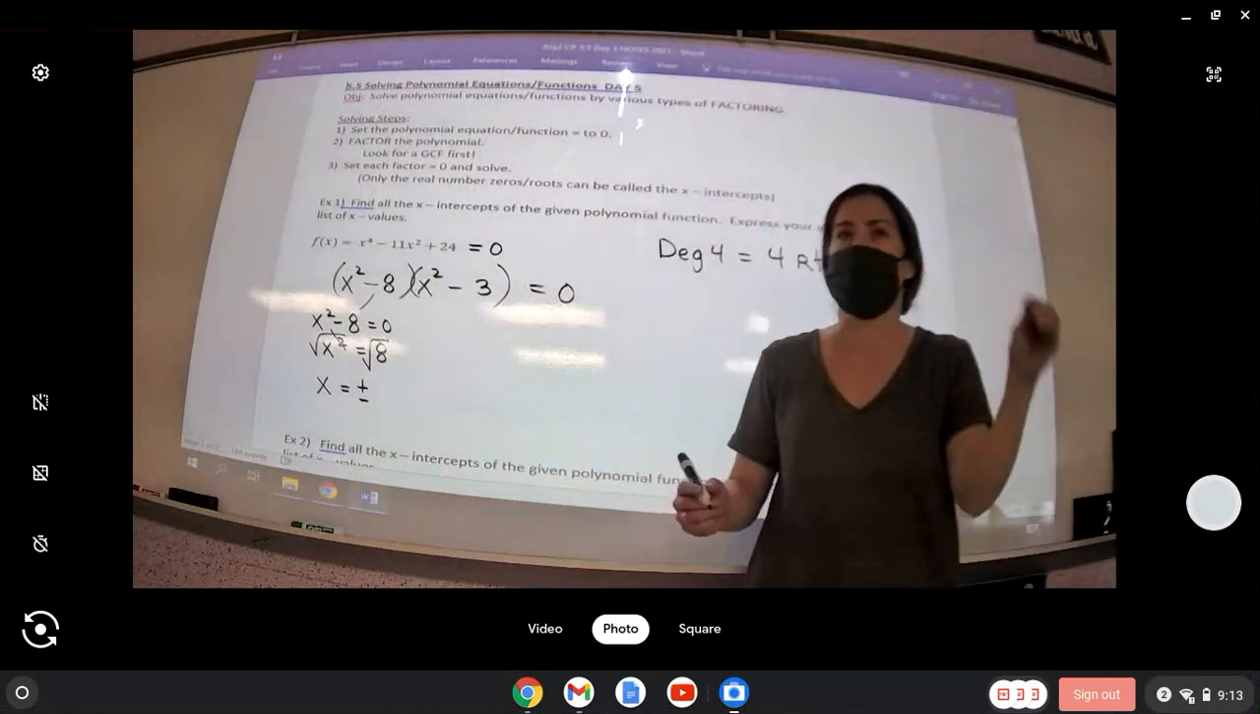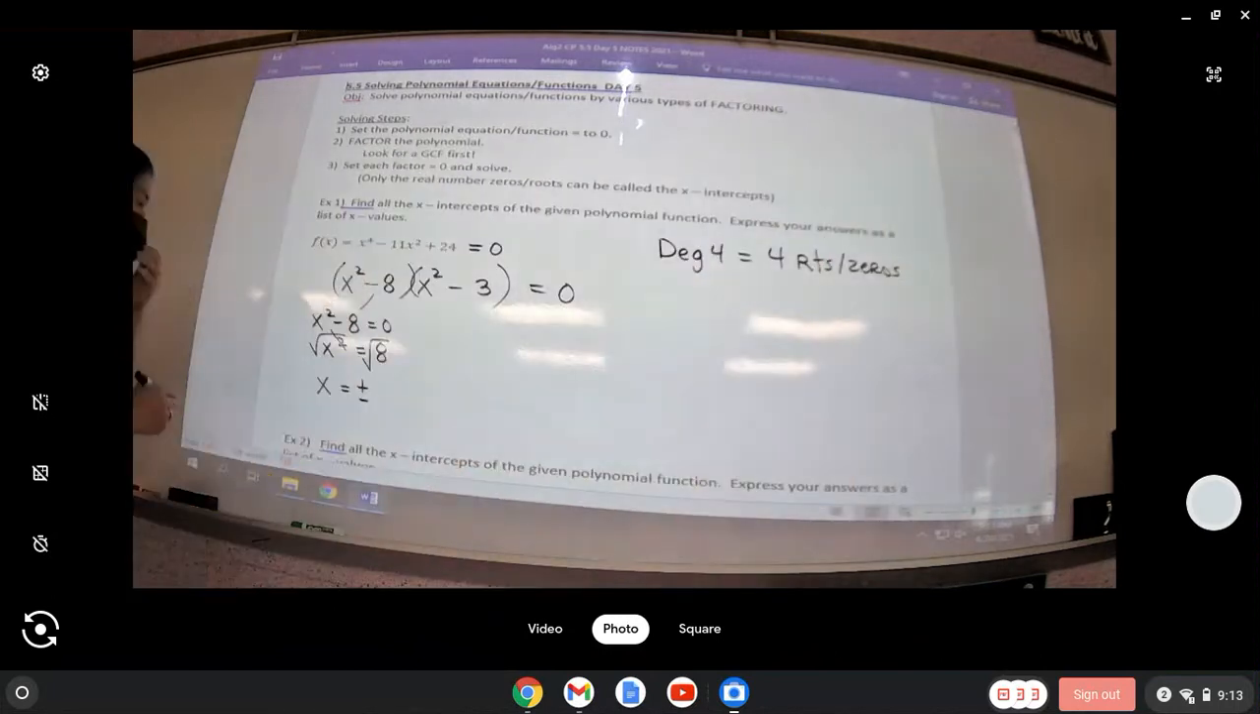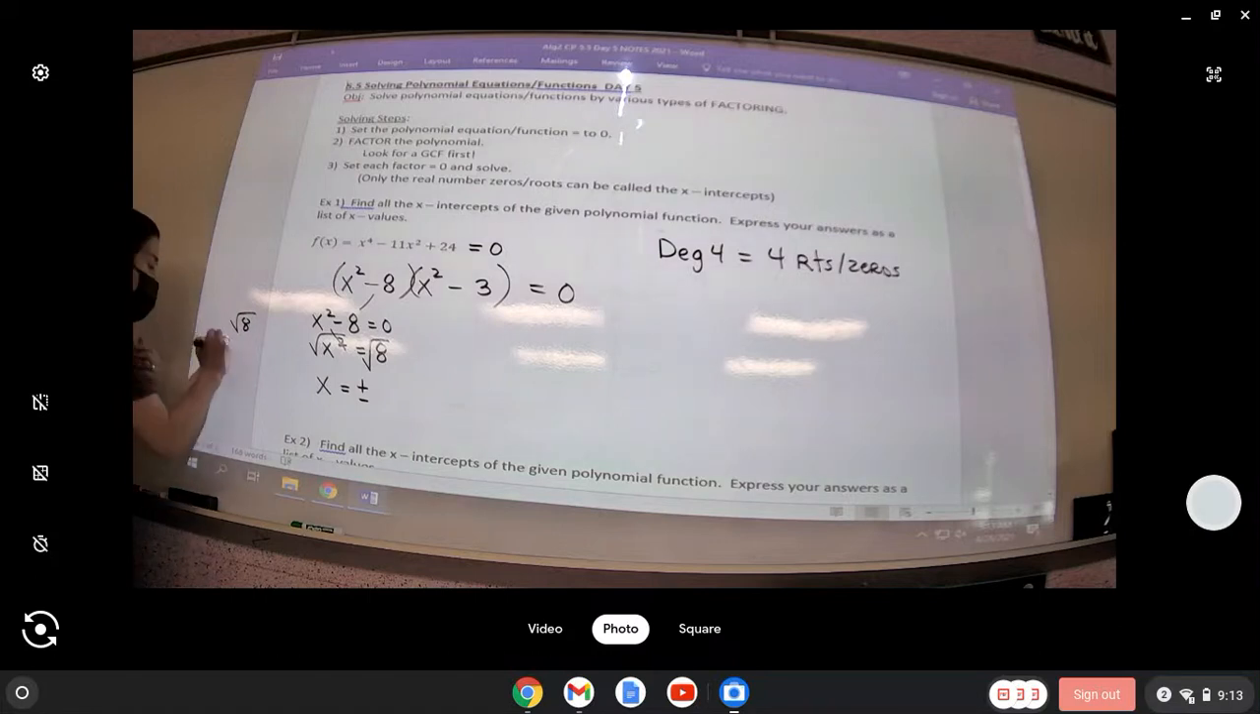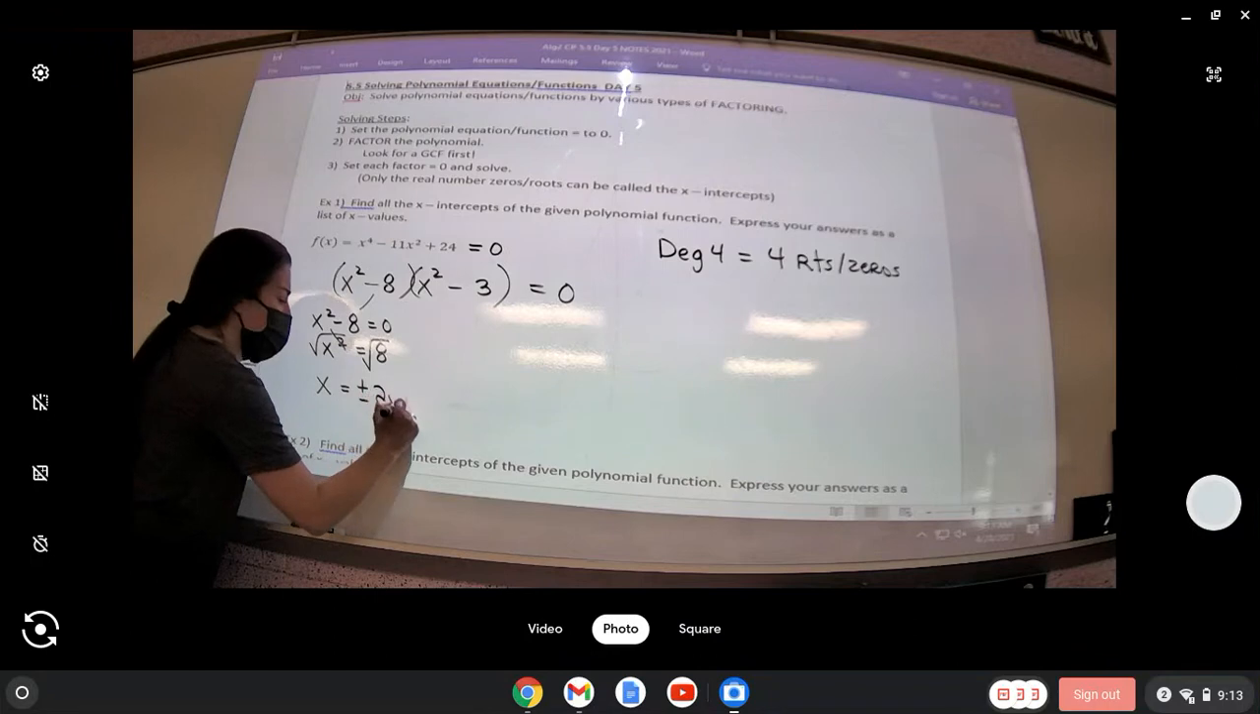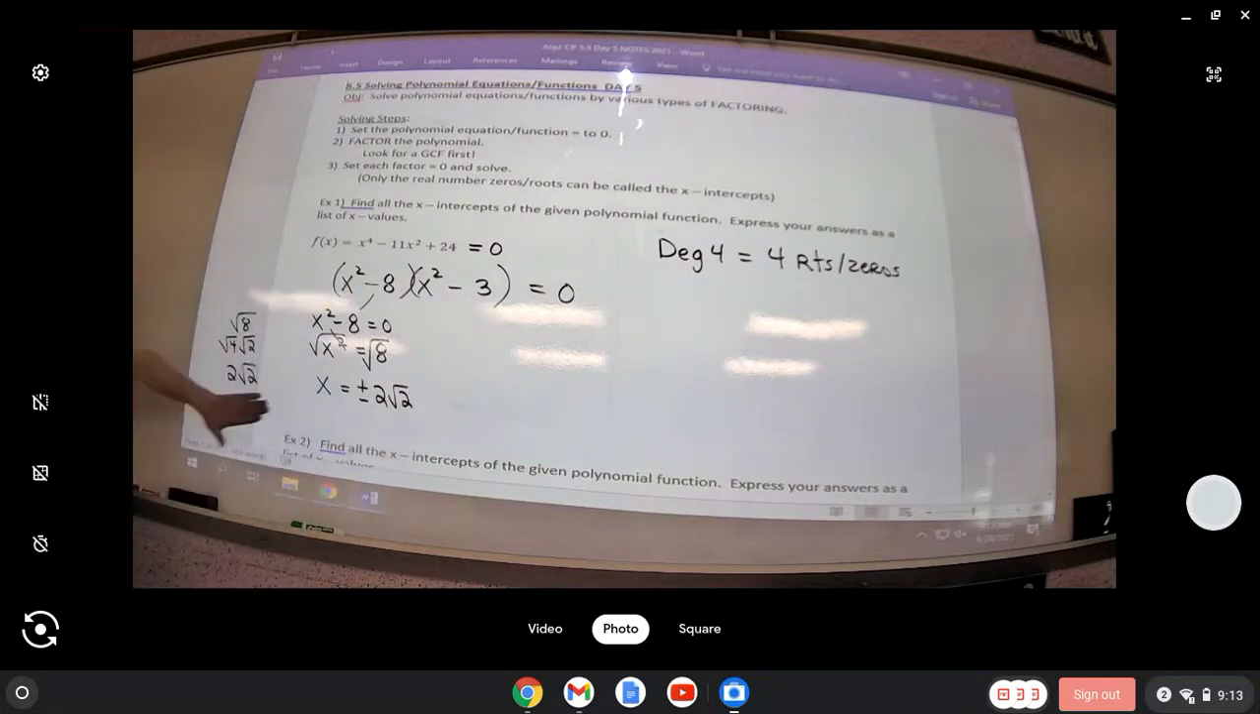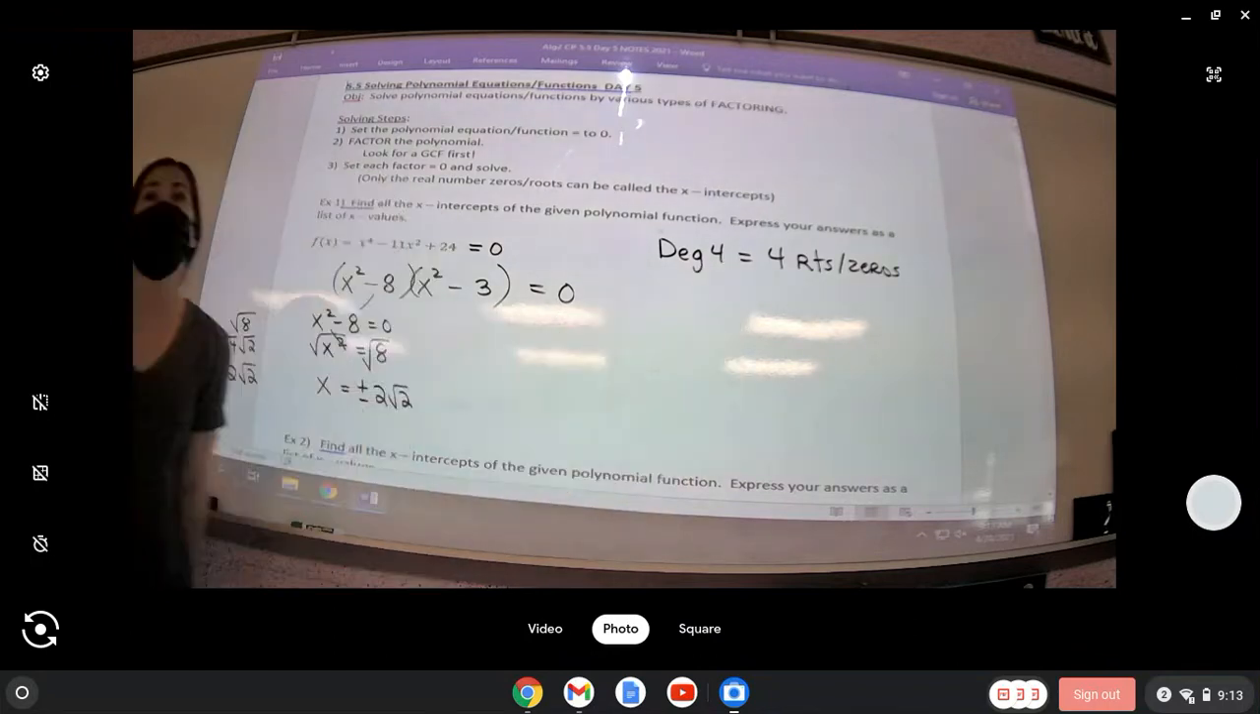Does anybody know what perfect square divides evenly into 8? What number can you take a square root of that does divide into 8? 4. So we're going to break it up into the square root of 4 times the square root of, well, 4 times what got you 8? 2. And now, what is the square root of 4? 2. Times the square root of 2 stays. So remember when we were simplifying square roots? You don't want to leave a radical that is not simplified. So now your answer is going to be plus or minus 2 root 2. And you got 2 answers out of the 4 that we're looking for.